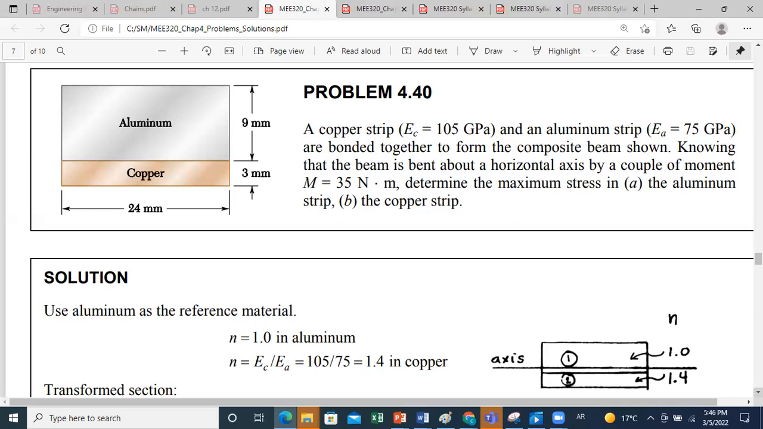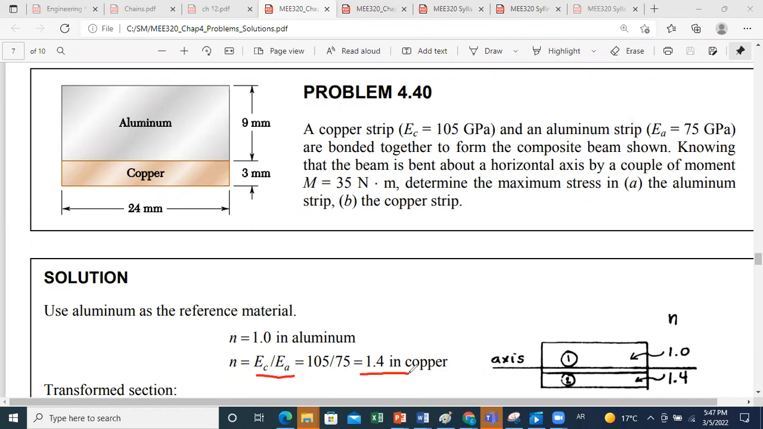The first step is to select a reference material. As usual, we can consider the material of smallest E as reference. So we'll take aluminum as reference. And then for aluminum, N is 1. And for copper, N is equal to the modulus of elasticity of copper over the modulus of elasticity of aluminum. So we have N for copper equal to 1.4.